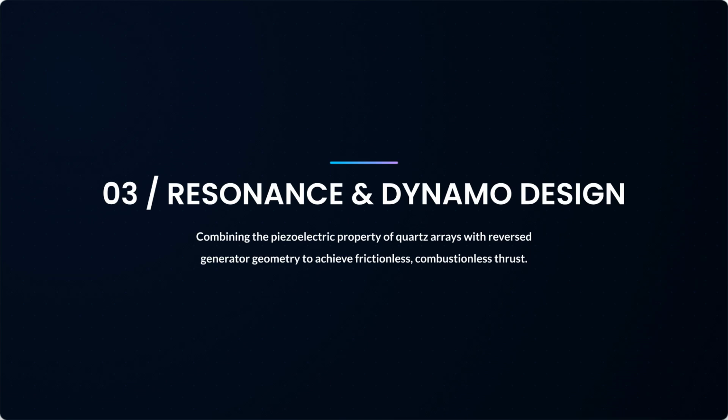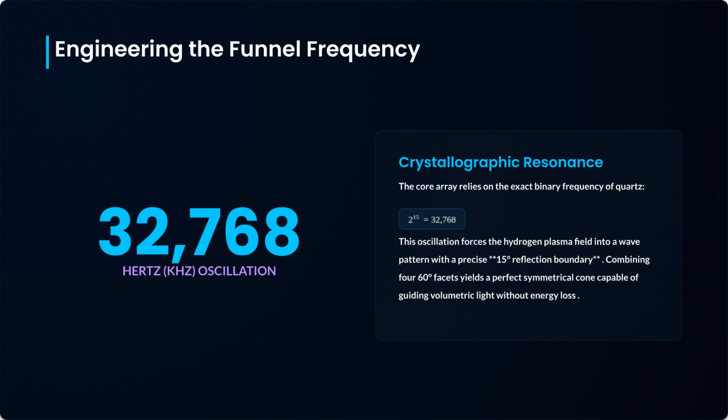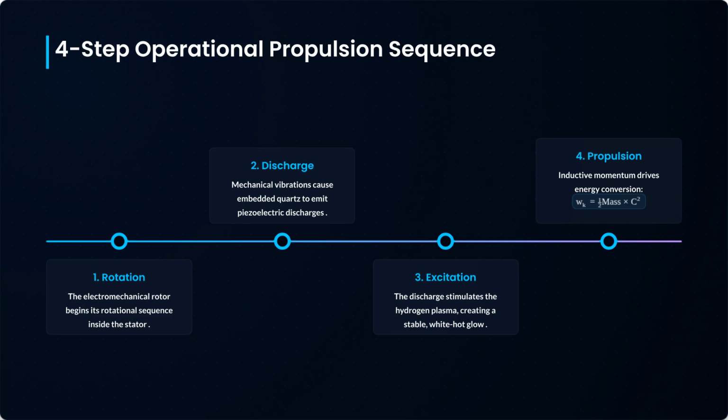The third section focuses on resonance. Efficient energy systems depend on matching natural frequencies so that energy can be transferred with minimal losses. By combining resonance principles with dynamo concepts, the theory proposes a method for sustaining electromagnetic oscillations within the propulsion system. When these hexagonal quartz arrays are vibrated at this exact binary frequency, they act as transducers. They force the surrounding plasma to pulse in a localized wave pattern that locks reflection boundaries at a precise 15 degrees angle. By combining 4 of these hexagonal quartz structures, we establish a completely enclosed, 4-faceted symmetrical light funnel. Since 4 times 15 degrees gives us a perfect 60 degrees geometry, the process follows 4 clear steps.